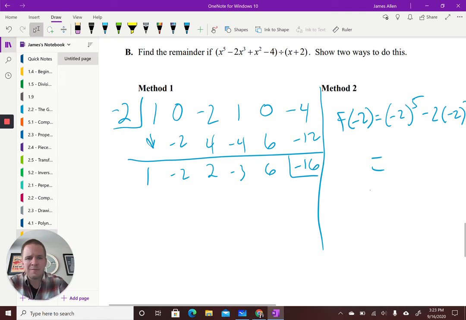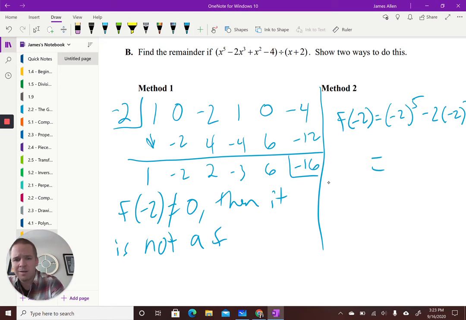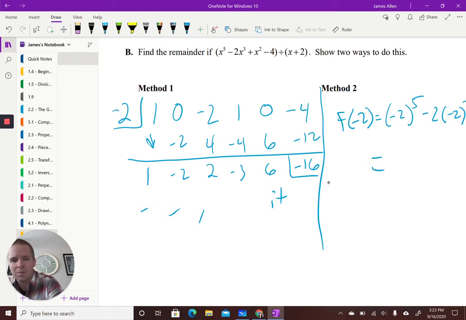Alrighty, so for this one here, we see we have a remainder of negative 16. Well, since f of negative 2 does not equal 0, then it is not a factor. Well, actually, no, we're not even asked to do that. Pump the brakes. I'm just in that mode right now. All we were asked for was the remainder. I've got it. It's negative 16.